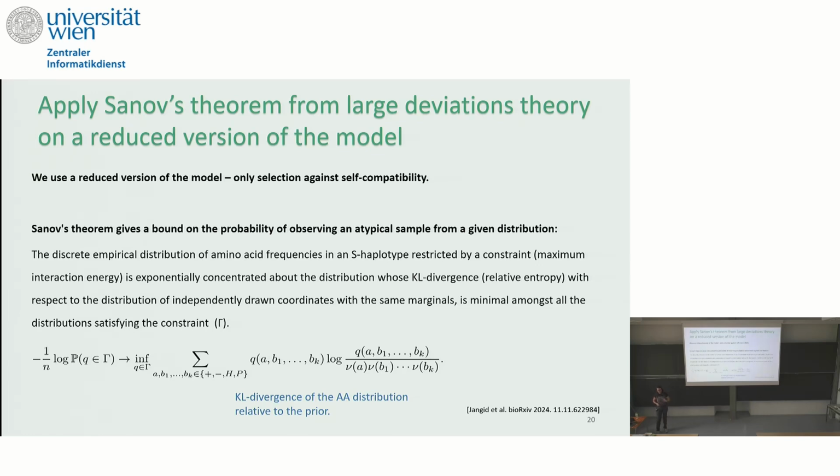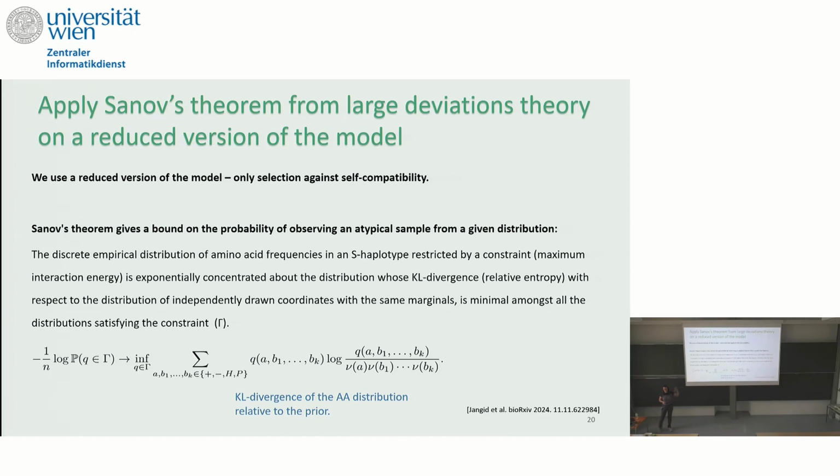So we took here a reduced version of the model in which there is only selection to avoid match within the haplotype, namely selection against self-compatibility, and there is no selection to match a non-self haplotype. So this seems like a very naive model, but quite surprisingly, it produces results that are quite close to the full model.